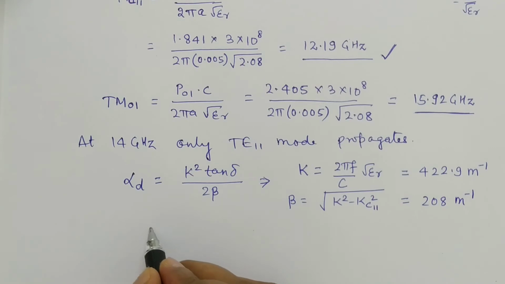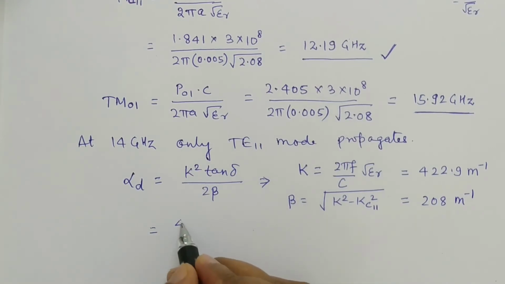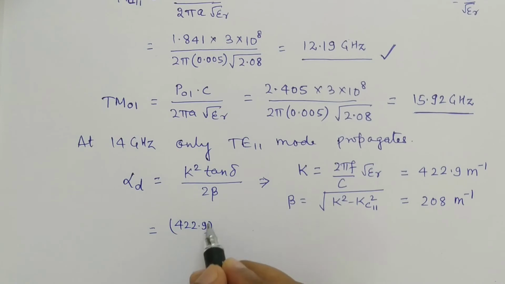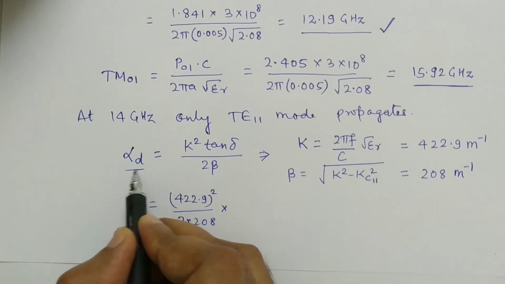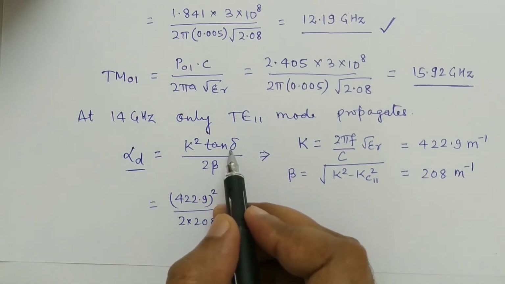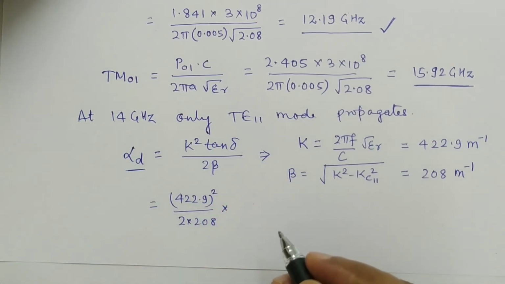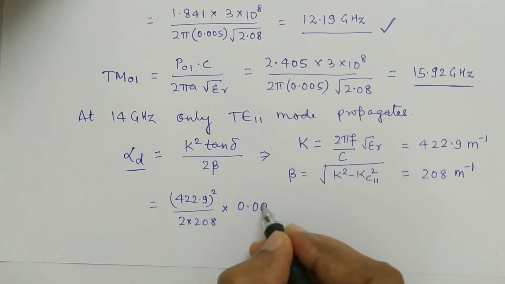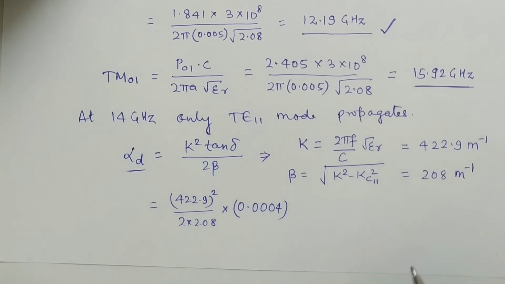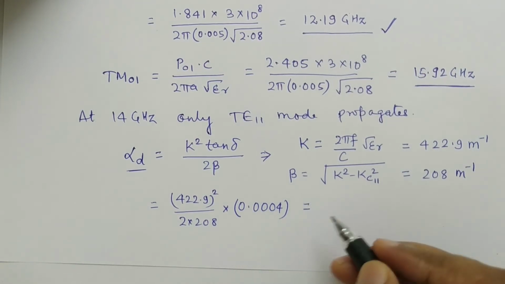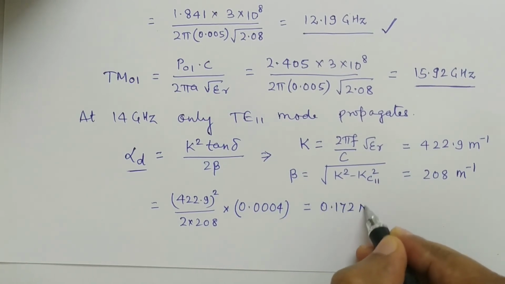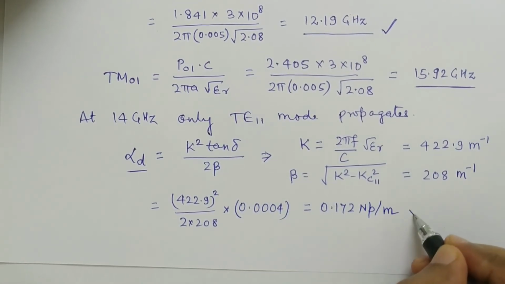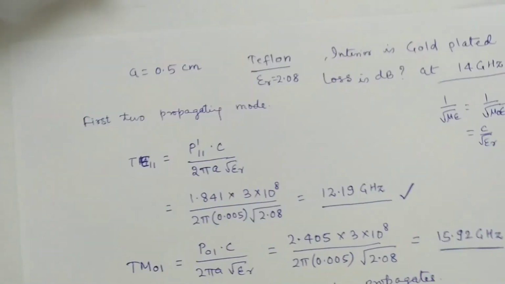So alpha D equals K square, so 422.9 square divided by 2 into 208. We are calculating for the dielectric material, so tan delta is the loss tangent of Teflon, and that will be 0.004, which is the characteristic of the material. This calculation gives us 0.172 Nepers per meter. So this is the dielectric loss.